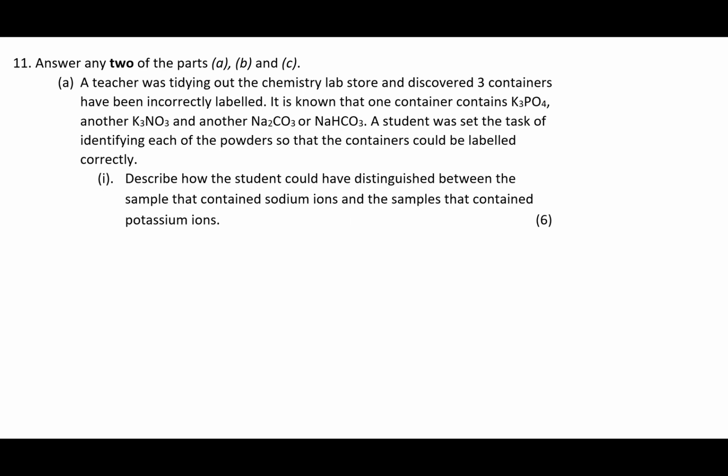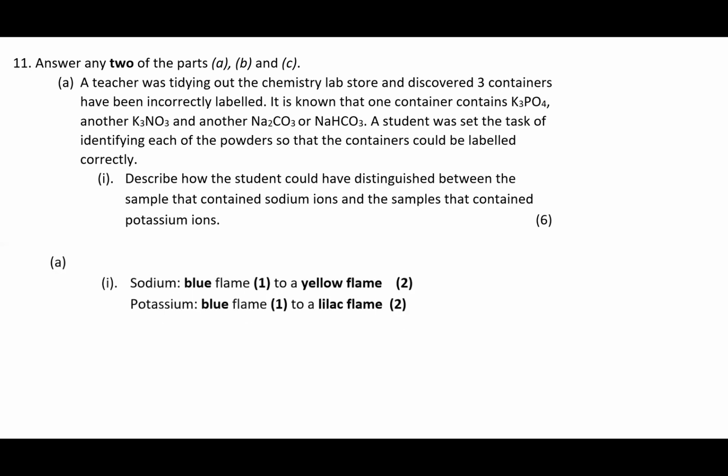So part 1 asks you to describe how the students could have distinguished between the sample that contains sodium ions and the samples that contain potassium ions for 6 marks. So in here you need to mention the color: the blue flame was changed to yellow for sodium, and for potassium, the blue flame was changed to a lilac flame, identifying that as potassium.